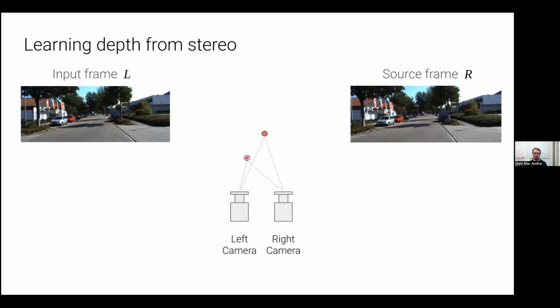And so if you think of this blue dot being some part of this car here, once we have that correspondence, and because we know the baseline between the cameras and the focal length, we can actually use that to determine the depth of that point. And similarly with some other point there. So the key takeaway here is that given a stereo pair, if we can solve the correspondence problem, we actually get depth from it.